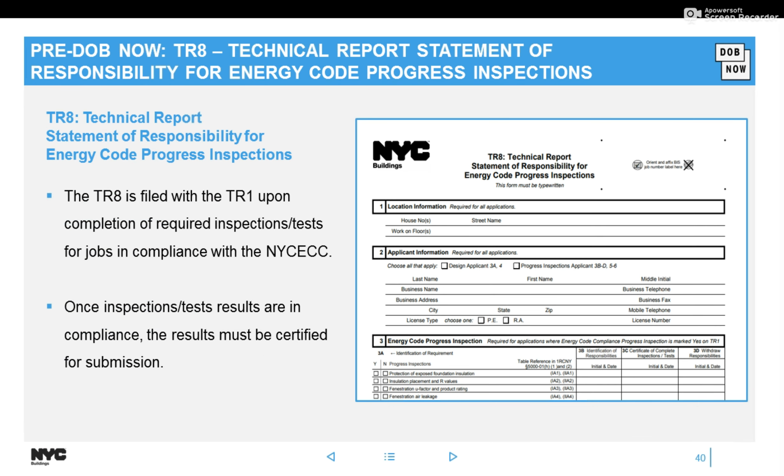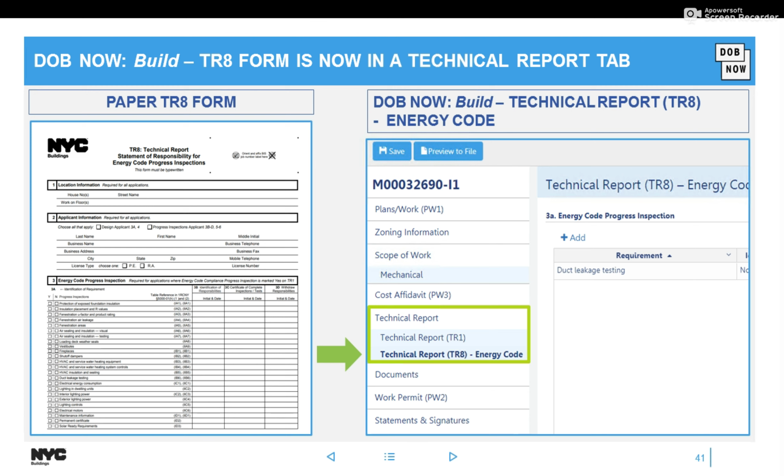TR8 is also digitalized now. It's within the job filing. You could waive the TR8 though. When you get to the NYECC compliance, you'd be able to see if no TR8 inspections are mandatory, and you would see that when I actually do the demo. So again, that paper TR8 is now within the technical report section. It's no longer uploaded or submitted anywhere. It's within the job filing itself.